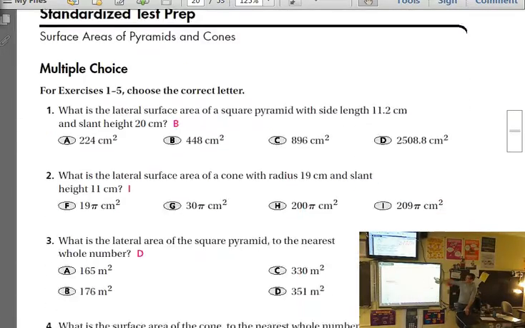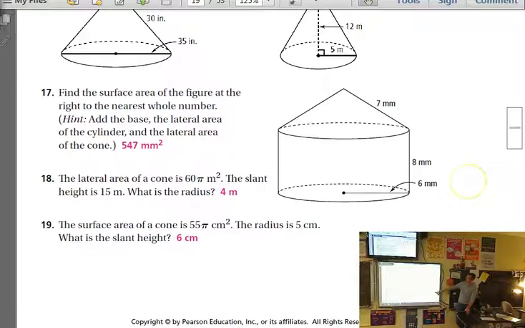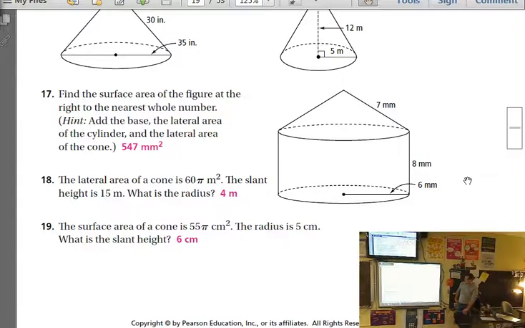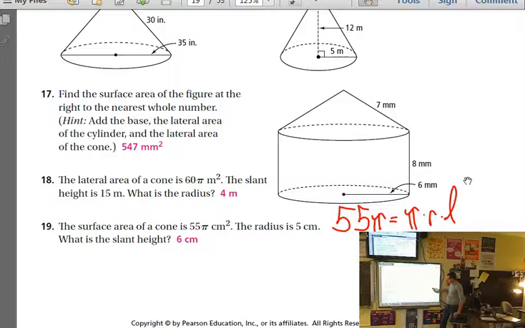Go into the back. 19. Yes, I agree with Calvin. Surface area of a cone is 55 pi. Wait, Calvin, what'd you get? 7. Okay, I got 11. I got 6. I got 6. I think Parmesan. Wait. What? Never mind, I'm dumb. Wait. I subtracted 25 from 55 and I got 35. That's something I would do.